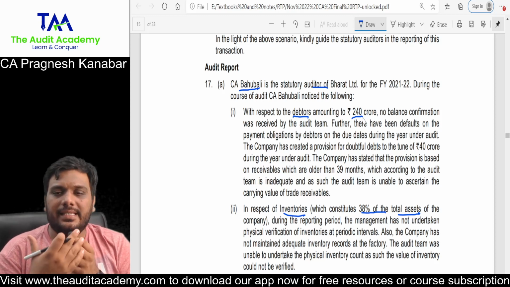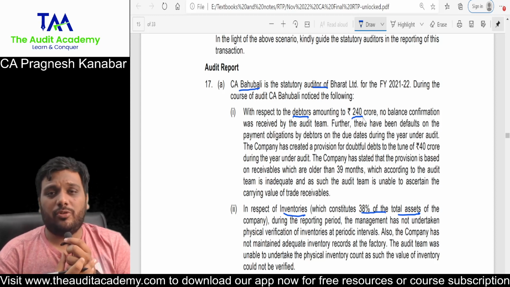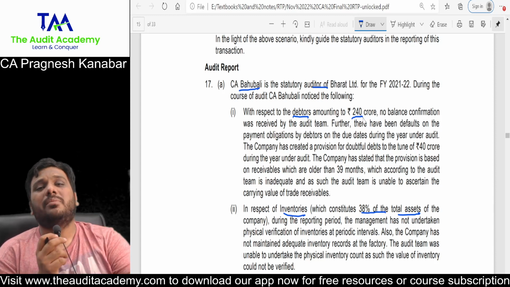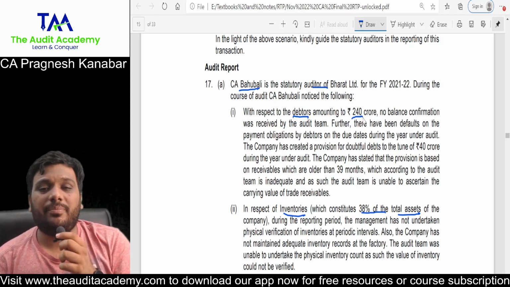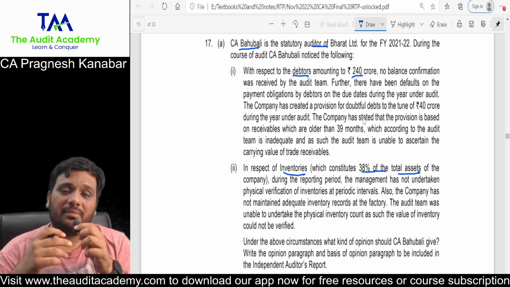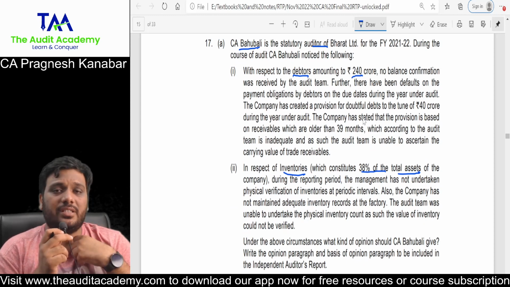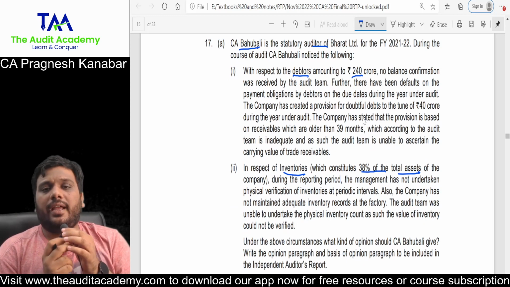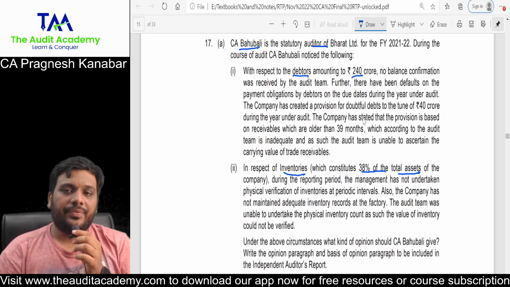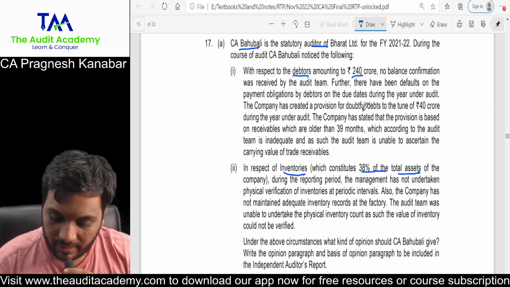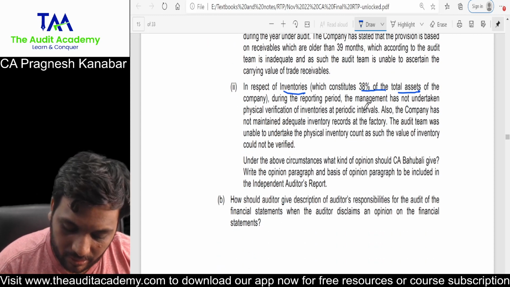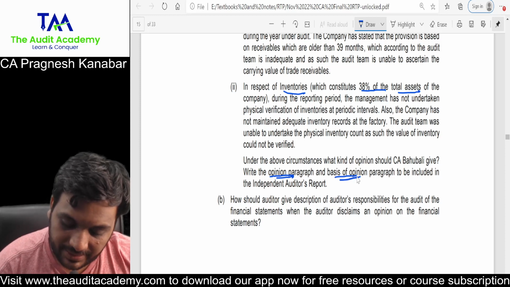So basically this is a case of sufficient and appropriate audit evidence not available, and the possible effects are turning out to be material and pervasive. So when evidence is not available and the possible effects turn out to be material and pervasive, we are not in a position to form an opinion, and that is why a disclaimer of opinion will be given. However, the matter does not end over there. They are also saying that please write the opinion paragraph and basis of opinion paragraph.